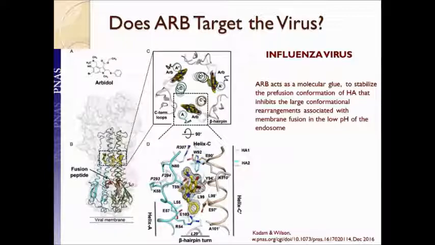And he really showed that arbidol acts as a molecular glue, and it stabilizes this prefusion conformation of hemagglutinin, and it really inhibits this massive conformational rearrangement that happens when the viral membrane fuses in the low pH environment of the endosome. So I'm starting to rethink that there could be viral targets for this drug. There's also one paper in chikungunya virus where they also selected drug-resistant mutants that also map to one of the viral envelope glycoproteins.